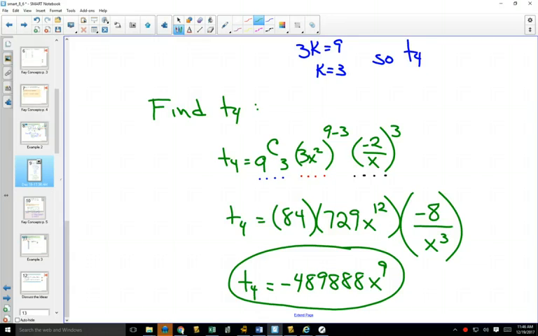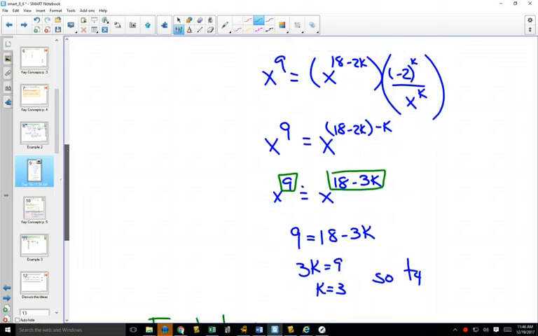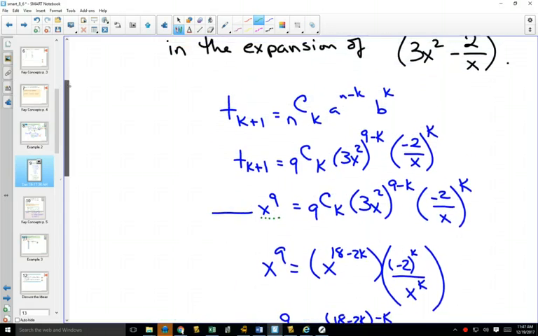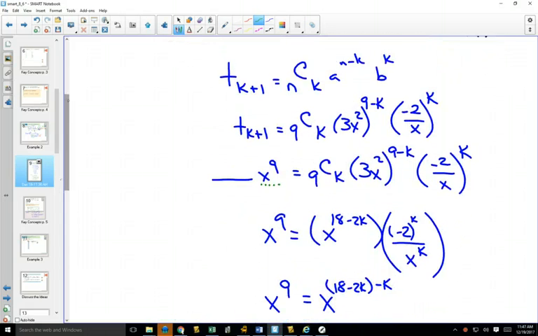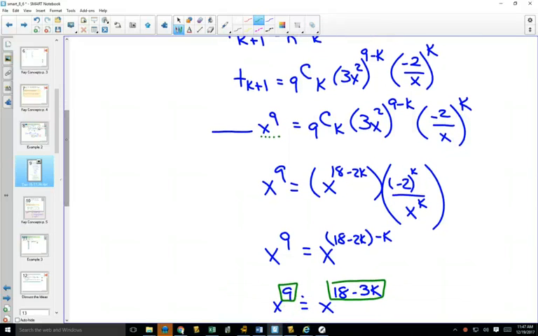Can I just clarify the first part where you have x to the 9 is equal to x to the power of 18 minus 2k times negative 2k divided by x? Right here. That one exactly. So what did you do? I just did x to the negative k there, right? X to the, when I subtracted the k. Okay? What has to do with the negative 2?